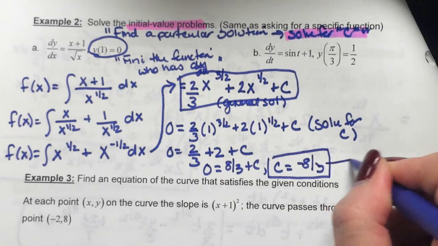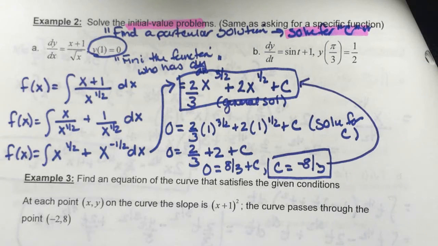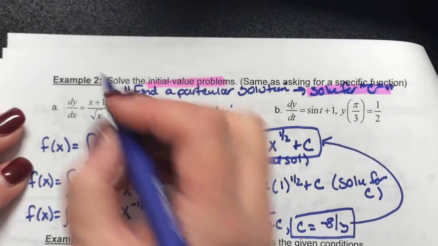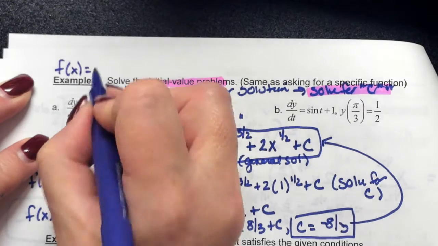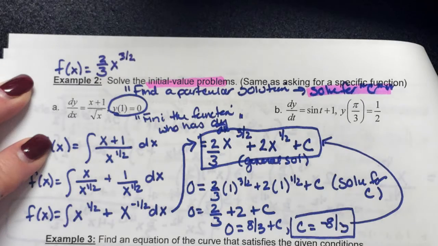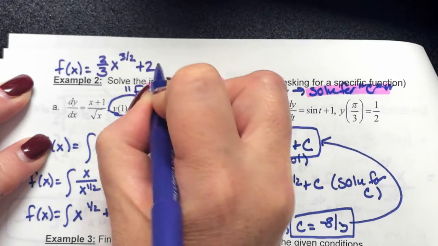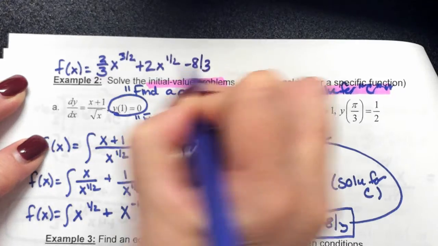Now what you want to make sure you do is plug negative 8/3 back in for c to get your final answer. So I'll just write my answer here. So f of x will be equal to 2/3 x to the 3/2 plus 2x to the 1/2 minus 8/3. So there's your answer for part A.